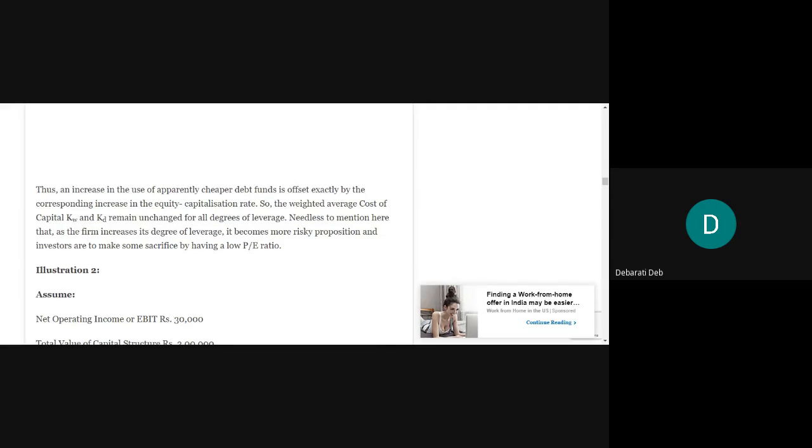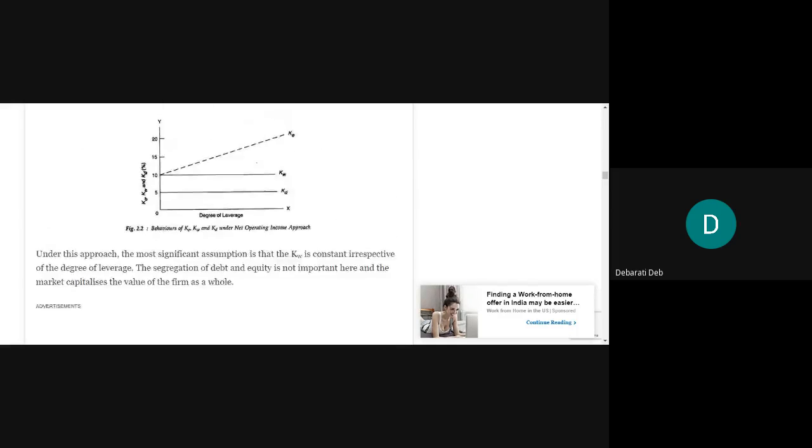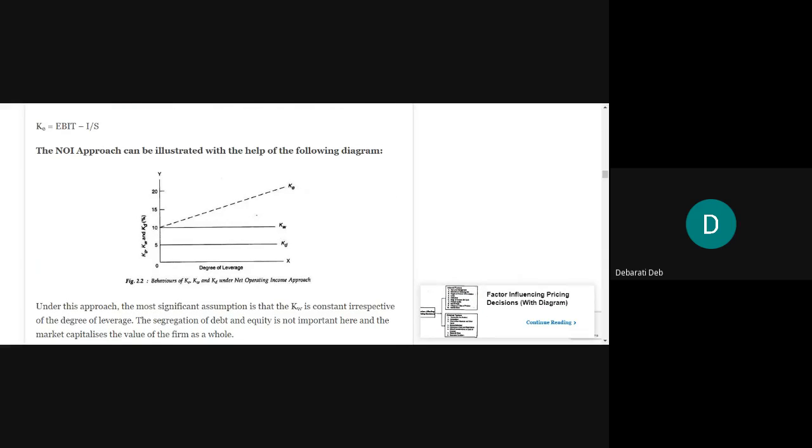So what will happen if these things are happening in the company, that the overall capitalization rate, that is KW, and KD all remain the same, and you are increasing the degree of leverage? That means you are increasing the inclusion of debt in the capital structure. Then it is needless to mention that this company is going to be seen as a risky venture by the investors, and they will have to compromise with the price earning ratio.